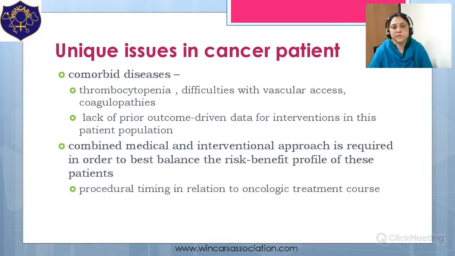Cancer patients face certain unique issues. One is the presence of comorbid diseases such as thrombocytopenia, difficult vascular access, which we have already discussed, and coagulopathy. Unfortunately, we do not have proper data for intervention in this patient population. However, when a combined medical and interventional approach is required, it should be discussed and performed to balance the risk-benefit profile in this patient, and the procedure timing in relation to the oncological treatment goal should be decided.